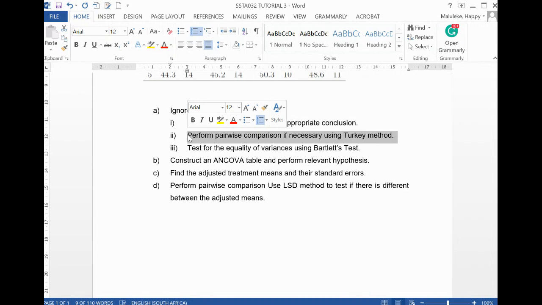Roman figure 2. Yes. Roman figure 2 for which one? We only have Roman figure two from the question.